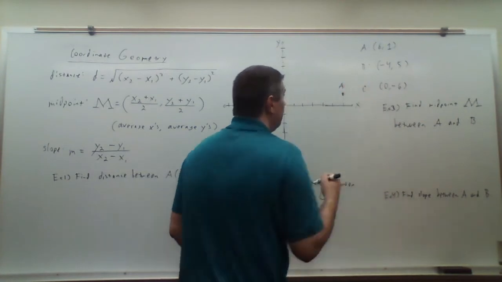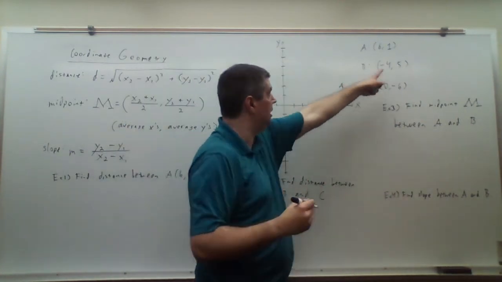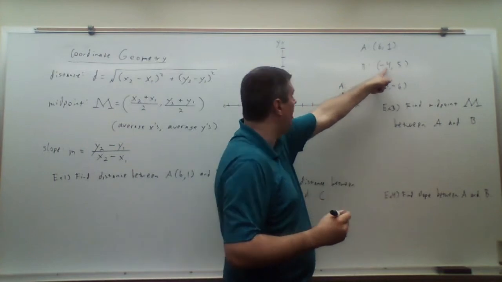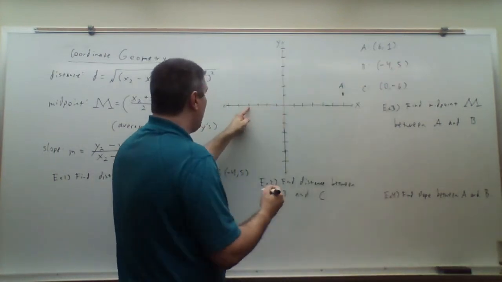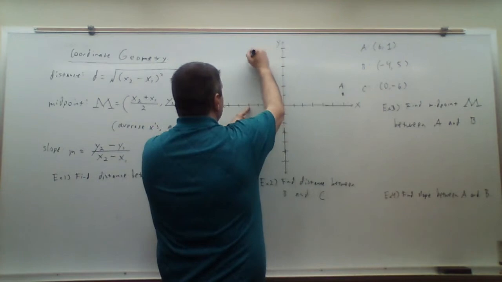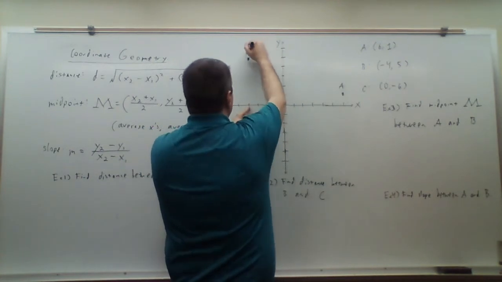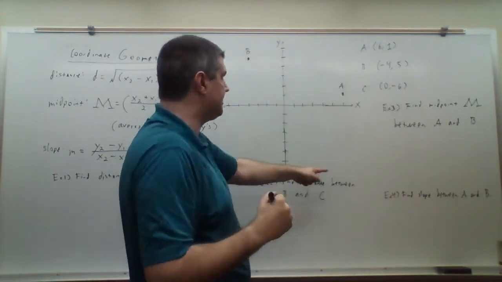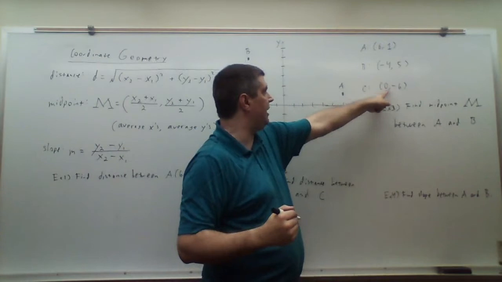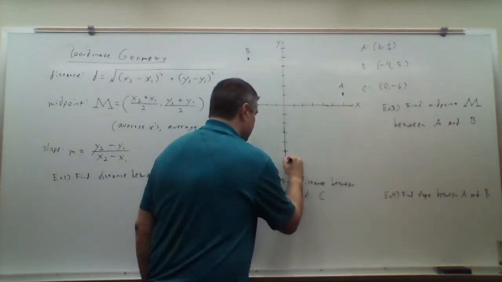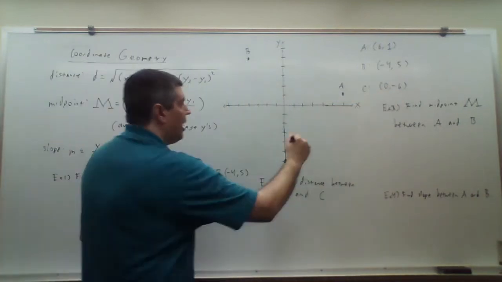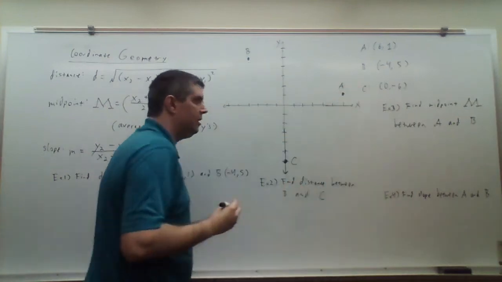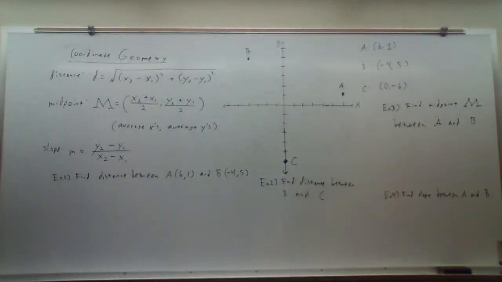Right there. Okay, B. X equals negative 4, up, down is 5. So negative 4 on the number line, and then up 5. So there's the location of B. And then C. Left, right, nothing, down 6. C. Okay, so the points are plotted.